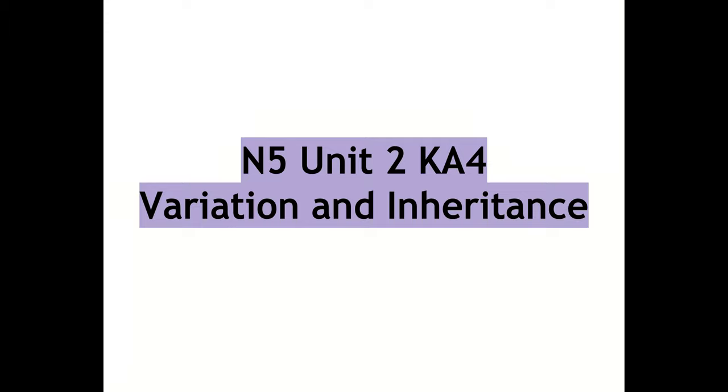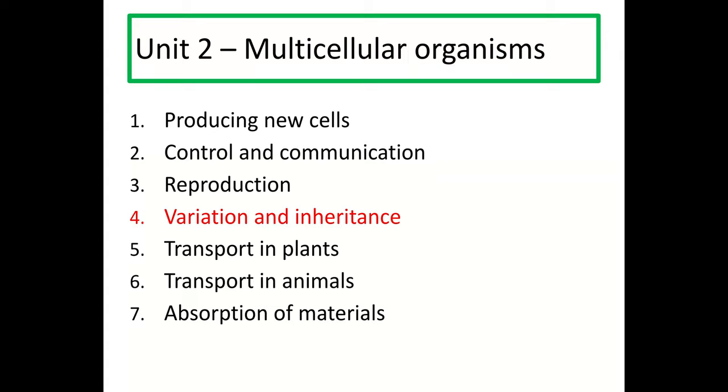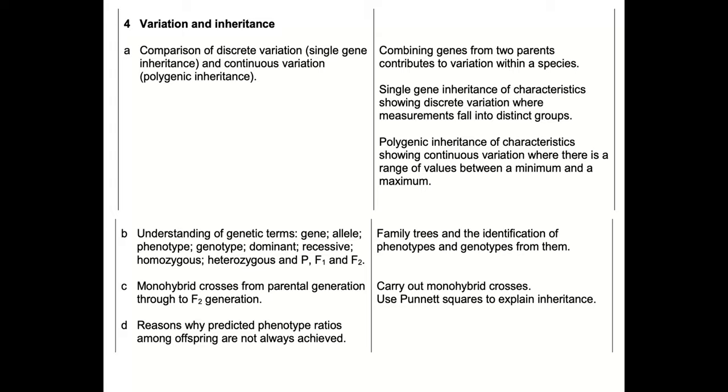Hello and welcome to National 5 Biology, Unit 2, KA4, Variation and Inheritance. We're still on Unit 2, Multicellular Organisms, and this is Topic 4, Variation and Inheritance. Once again, here is the SQA course specification or Managed Knowledge section for this topic.